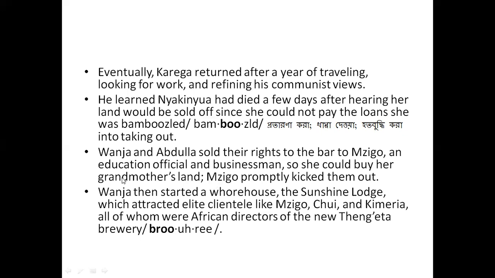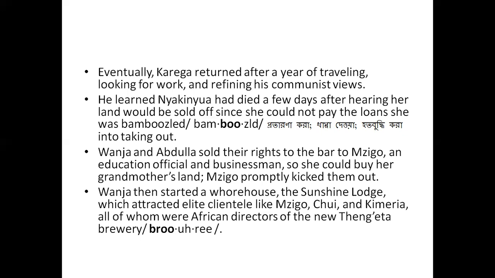Mzigo also bought Wanja's grandmother's land. Wanja then started a whorehouse, Sunshine Lodge. The name of the house is Sunshine Lodge. That is a whorehouse, which attracted elite clients like Mzigo, Chui, and Kimeria.